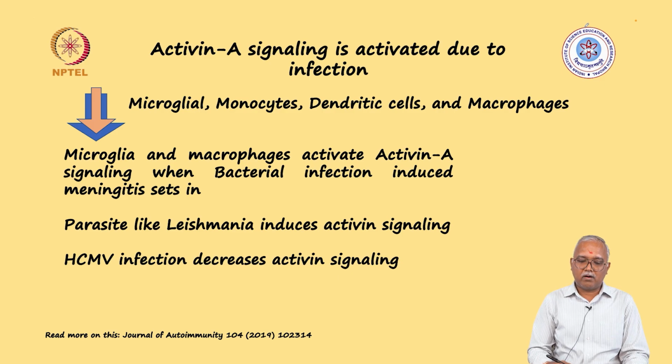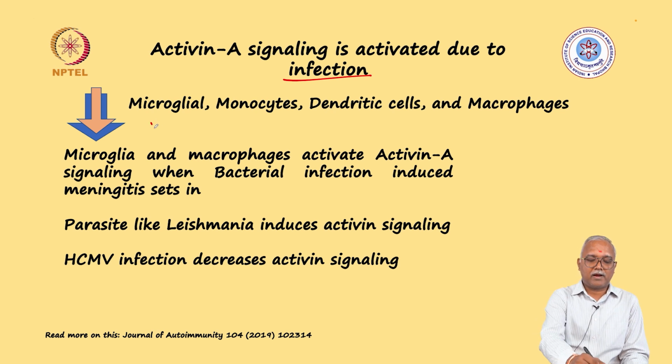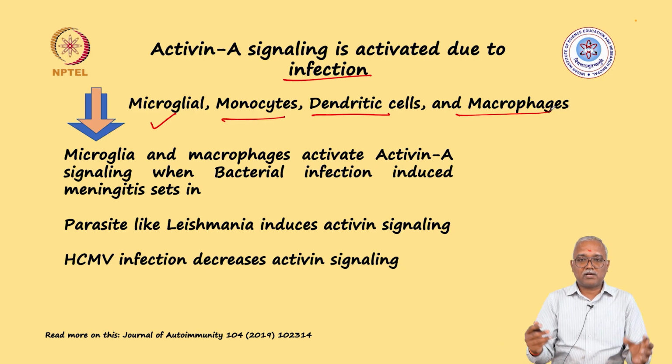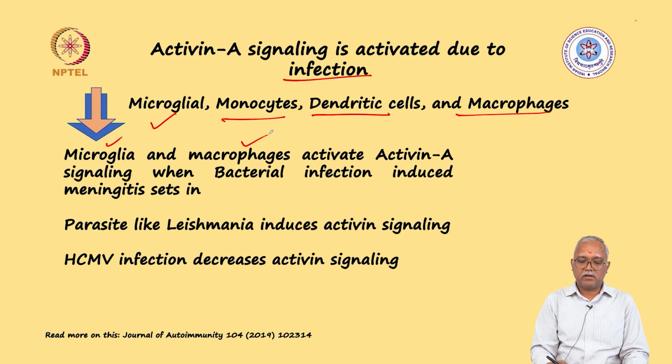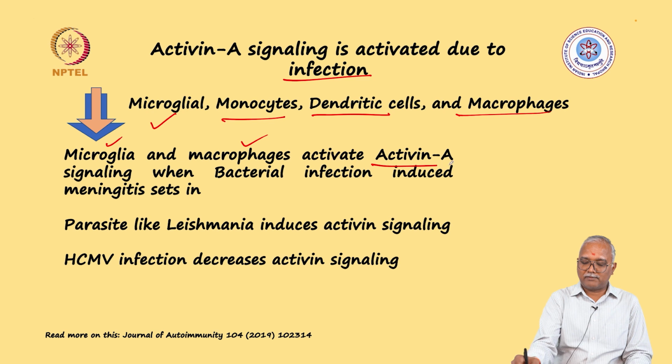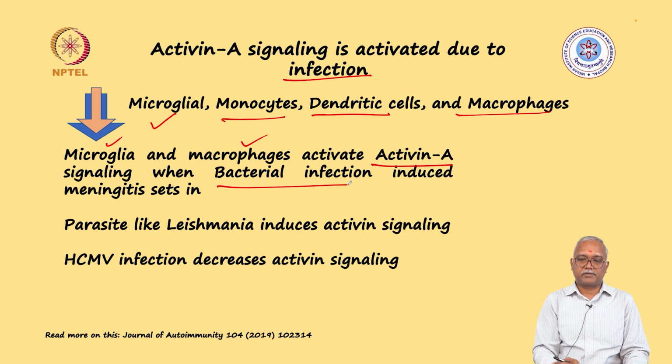Now let's take an example of activin signaling in different pathways. If we think about infection, there are so many different cell types in our body which respond to infection, like microglial cells in the central nervous system, or monocytes, dendritic cells or macrophages. These are basically the cell types which remove the infection from the system, either by phagocytizing them or killing them by secreting or releasing certain contents inside them. So the microglia and macrophages activate the activin signaling when there is a bacterial infection.